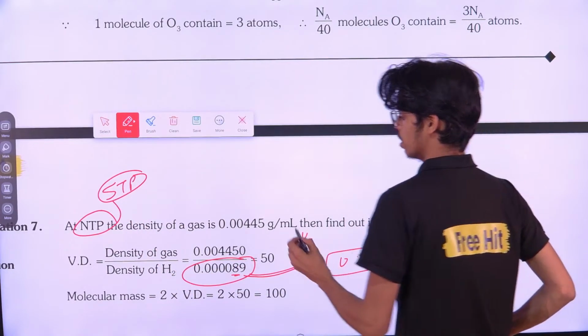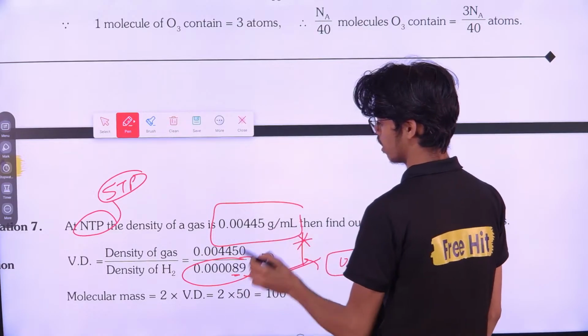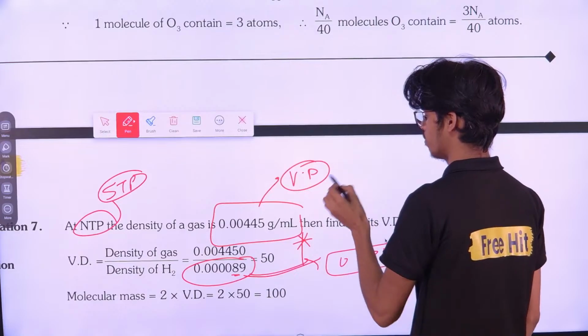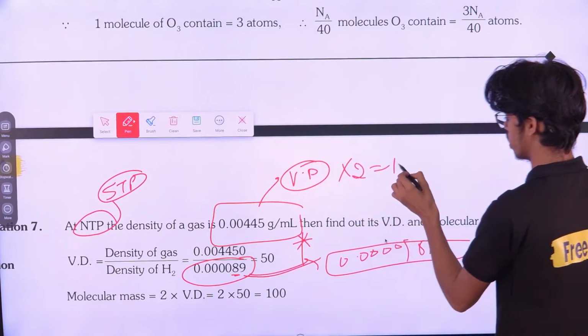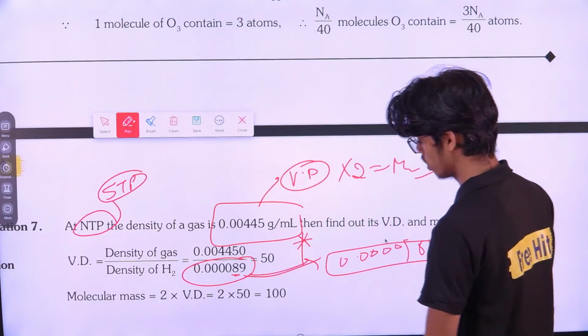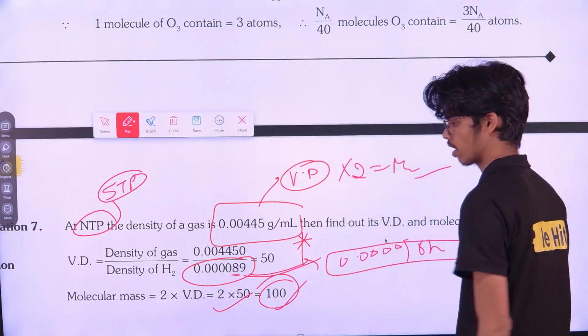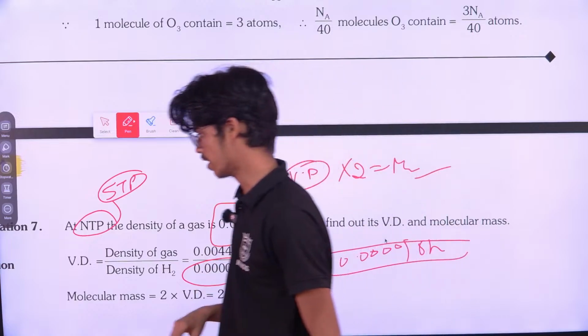By dividing the gas density by the hydrogen's density, you will get the vapor density. And we know if you multiply vapor density by 2, you will get molecular weight. So molecular weight is what? Vapor density was 50, so molecular weight is 100. Got it? It is about the relation that we studied earlier.